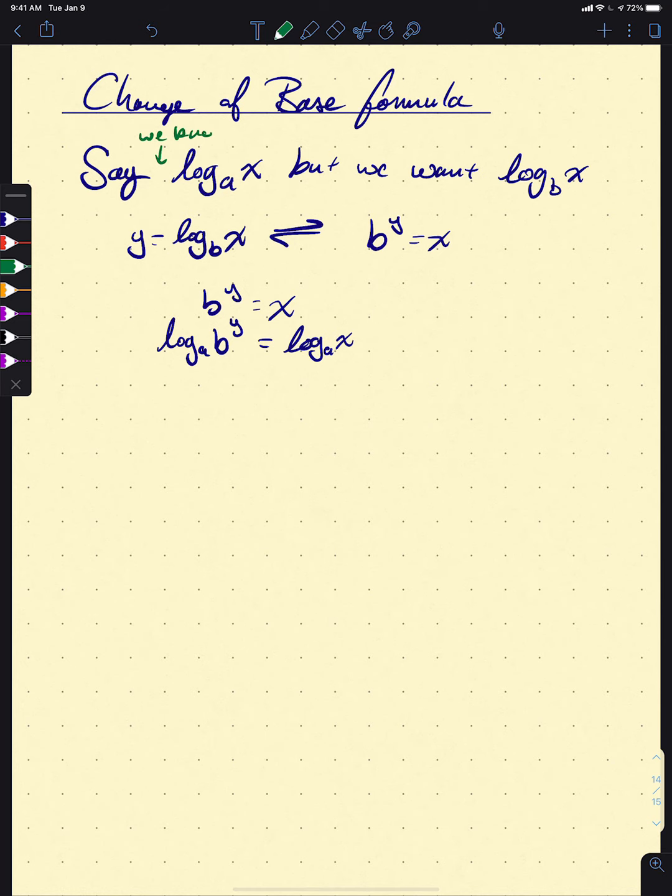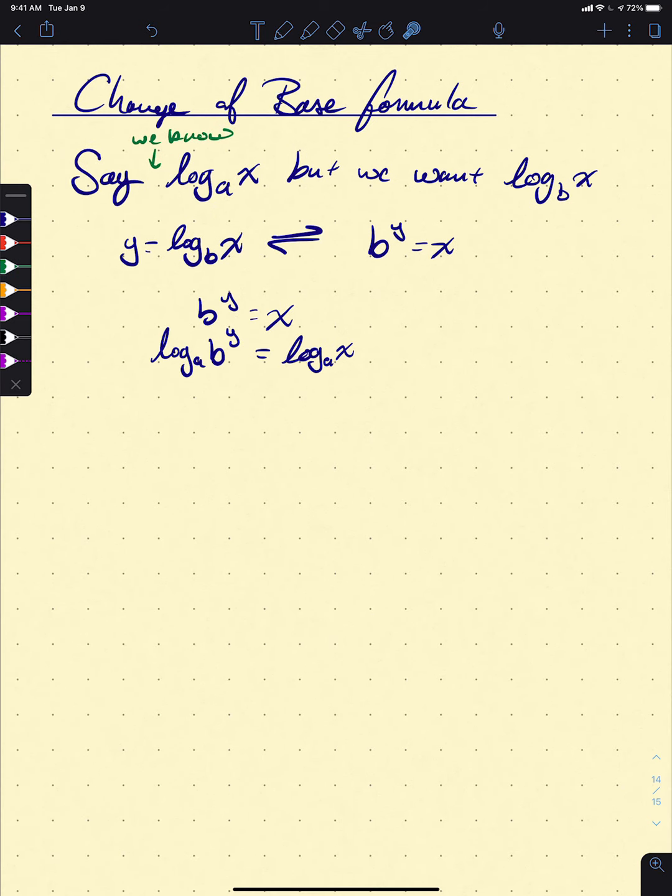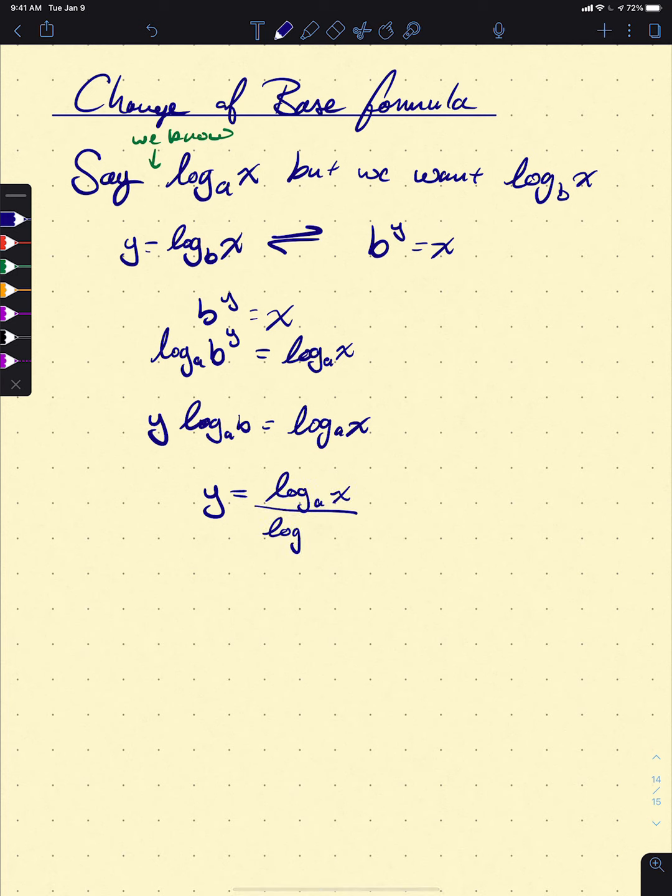So say we know that. But then what can we do here? Let's move that exponent down. So we have y times log base a of b equals log base a of x. But I know that y is equal to the thing that I want, so I want to try and isolate it. That would tell me that y, the thing that I want, is log base a of x over log base a of b. And this is the change of base formula.